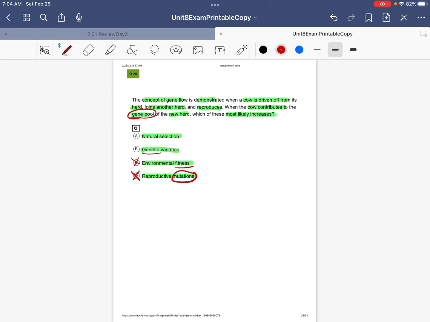Contributes to the gene pool. Does it increase variation when you have gene flow, which is the movement of genes, or natural selection? Is it going to change the population over time? The best answer, you might want to think about natural selection, but the best answer is increasing genetic variation. Variation is variety. You have a lot more options, and you do, because one cow was driven off and joined the other herd.